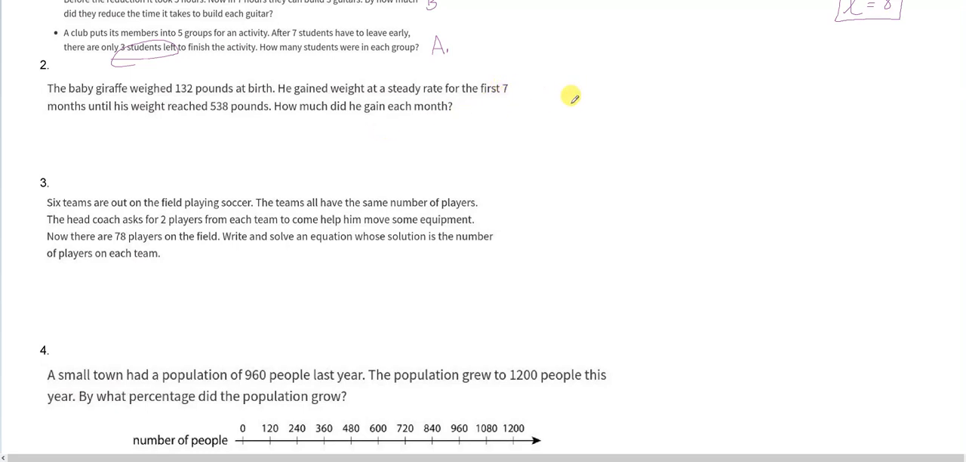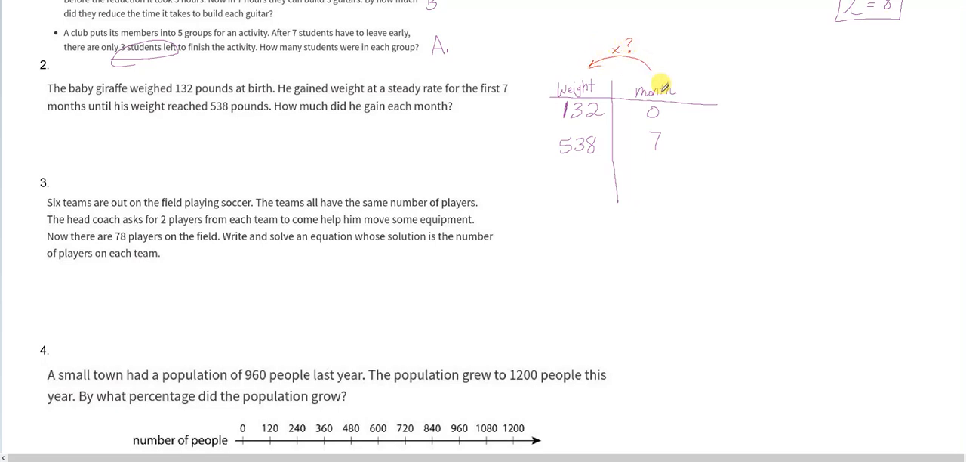It started off at 132. So we could make a table for this of weight, and then for month over here. So this was month 0, right? And then for each is a steady rate, so 7 months we know that it was at 538. Now we know that this is not a proportional relationship because you don't have a number you can multiply by 0 to get this over here.